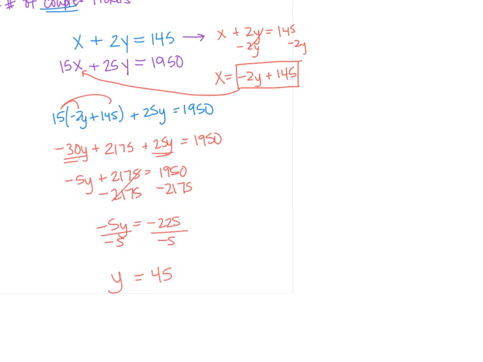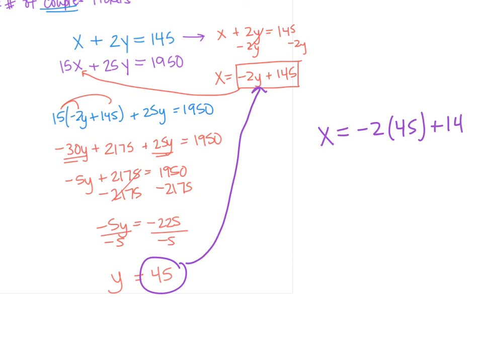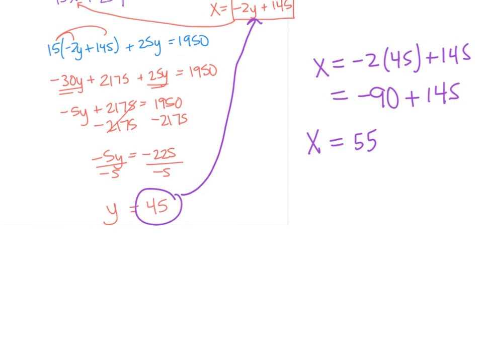Now to get the number of single tickets sold, all we do is we take this 45. When you use substitution, it's really easy to see where to plug it back into. Just look for that box that you did from the beginning. So our number of single tickets is equal to negative 2 times our Y, which is 45, plus 145. So negative 90 plus 145. And we get 55. So let's answer the question.